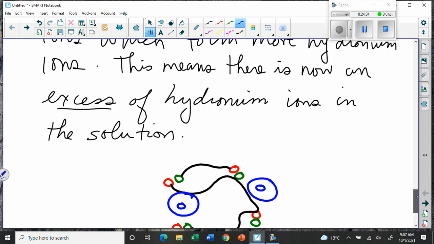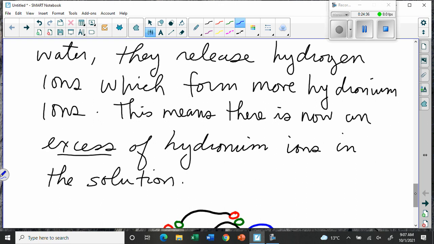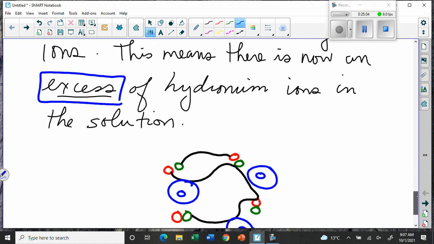So the acid causes an excess of hydronium ions, extra ones. So that's what acids do. They upset the delicate dance of the water to create an extra amount of hydronium ions. And those hydronium ions are able to react with other things, and that's what causes acids to be reactive. Okay, so that's the idea of what an acid does.